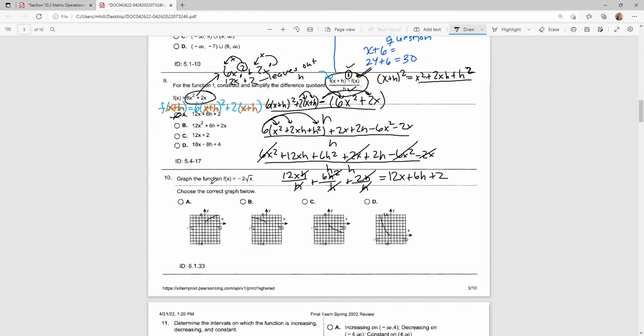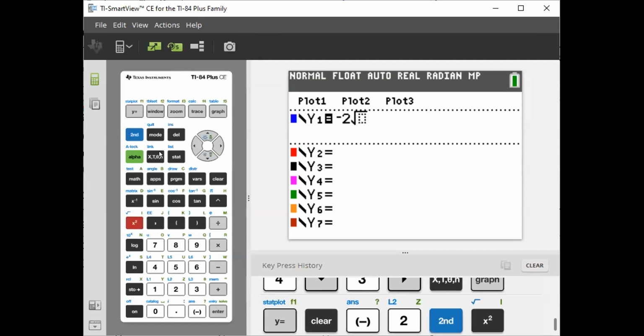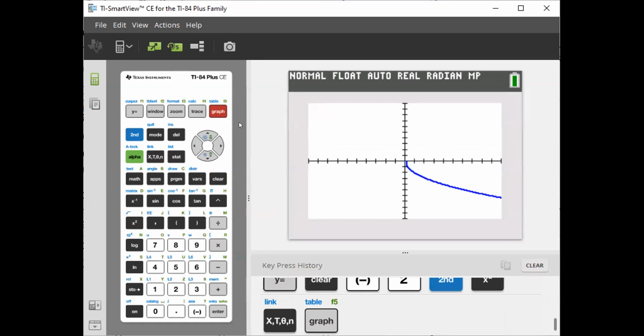Okay, so graph the function f of x is equal to negative 2 times the square root of x. This one is pretty easy to do on your graphing calculator. Just mess with that. So y equals negative 2, square root would be second x squared, x. Look at the graph. There's only one that really looks like it there. Which one do you guys think? Yeah, it has to be C. That's the only one that even looks close to it. So that one's not bad at all.